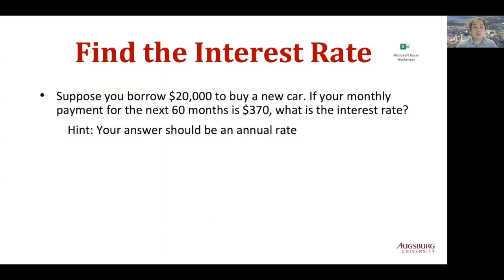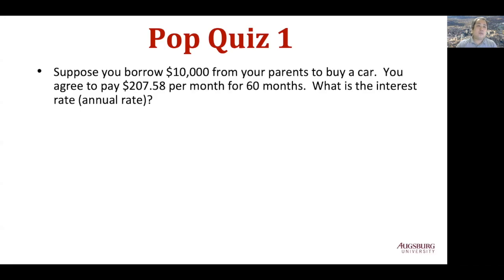Okay, so the next question is, suppose you borrow $10,000 from your parents to buy a car. You agree to pay $207.58 per month for 60 months. What is the interest rate? So you borrow $10,000, which is the present value, and your payment is $207.58 for 60 months. Calculate the interest rate, and you should answer the annual rate. Okay, solve it.